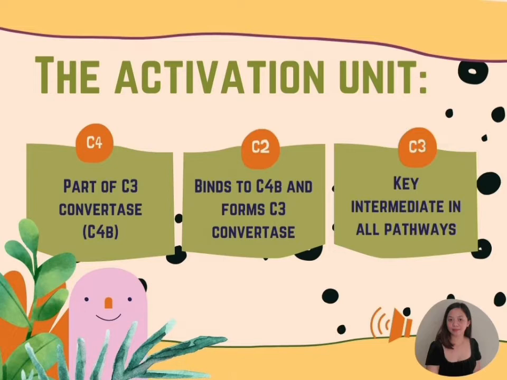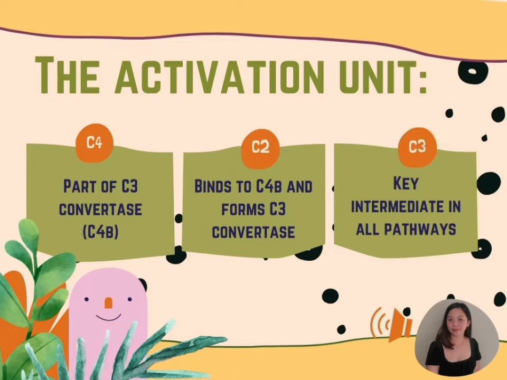This bimolecular complex C4b2a is the C3 convertase of the classical pathway and serves to cleave C3 through the enzymatic activity in the C2a portion of the complex. The next component that will be activated is C3. C3 is the major constituent of the complement system, and its plasma concentration is 1200 µg per ml. It serves as the pivotal point for all three pathways.